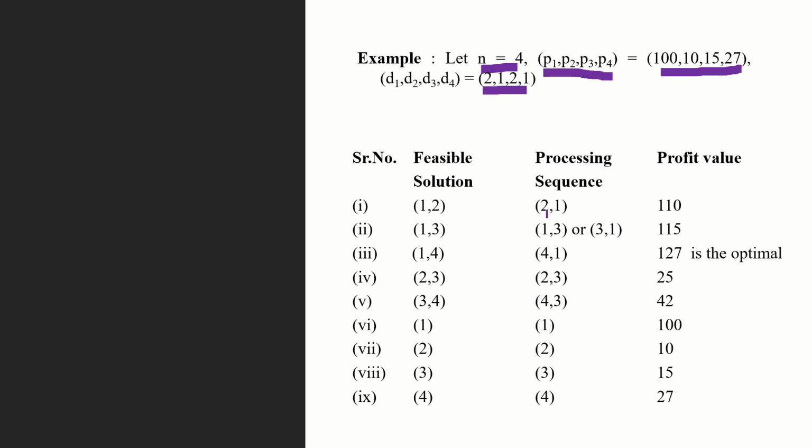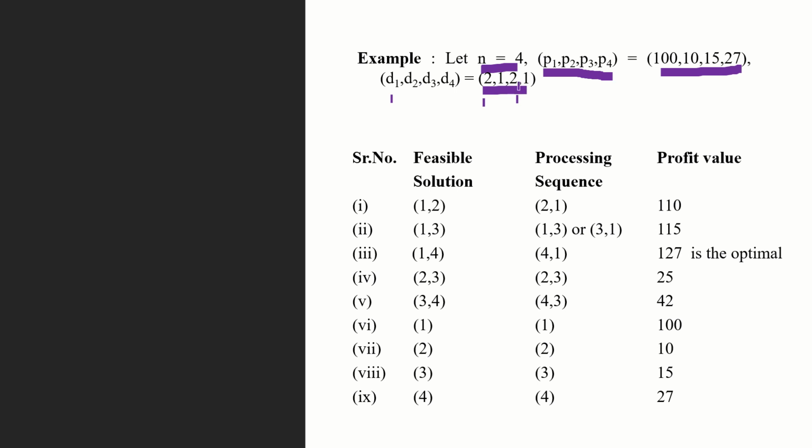And the profit you will get if you complete process 2 and 1 will be the profit of the second job, that is 10, plus the profit of the first job, that is 100. So its total sum will be 110. In this manner, the second feasible solution that we can find is the combination of process 1 and process 3. What will be the order if you consider process 1 and process 3? The first process has a deadline of 2. Process 3 also has a deadline of 2. So we can arrange them in any order, since the deadline is 2, we can complete the task during the first slot or during the second slot.